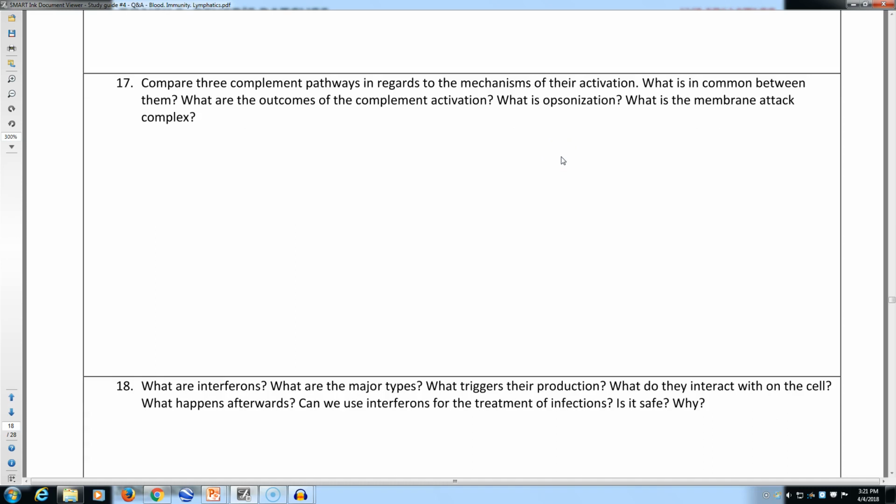Complement pathways. What's common between them? They all come to the C3b convertase, and then they produce three major mechanisms: opsonization, increased inflammatory responses, and formation of membrane attack complex. Okay, clear? Good.